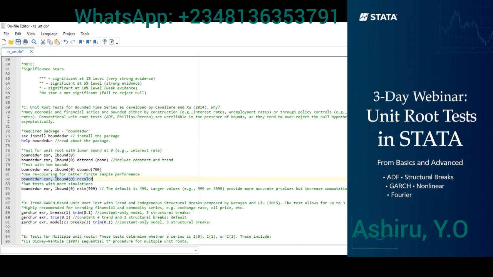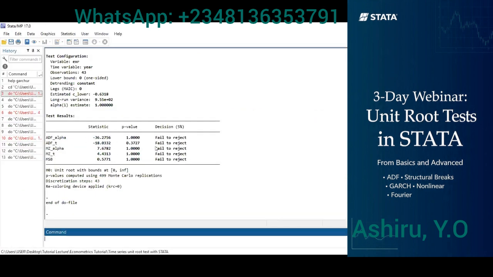So let's see the result. Even if we assume the upper bound, we still have this: fail to reject, fail to reject, fail to reject.